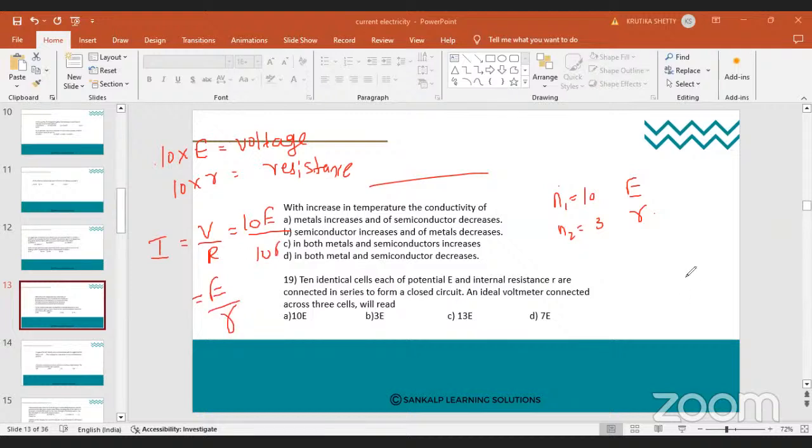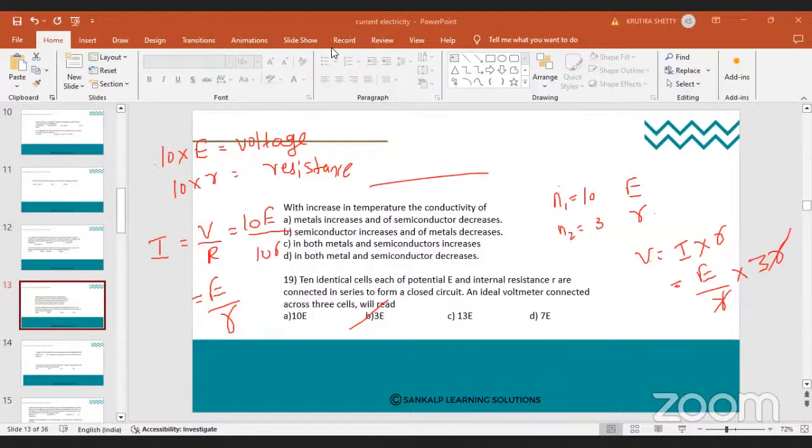So they are asking about the three cells. Therefore, the potential across three cells is given by V is equal to I into R. The I value we just calculated is E divided by R, and for three cells the resistance becomes 3R. So R gets cancelled, and we get 3E. Option B is the answer.